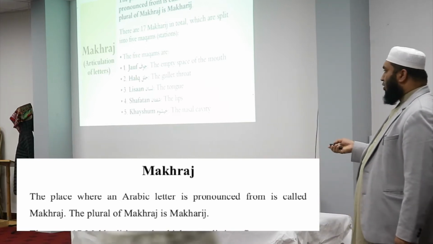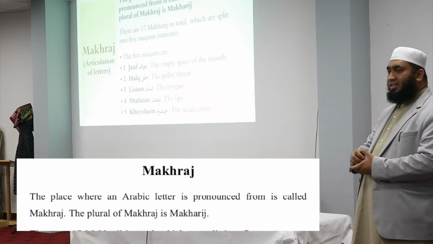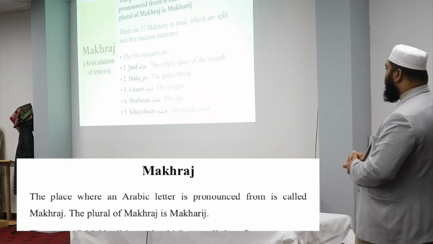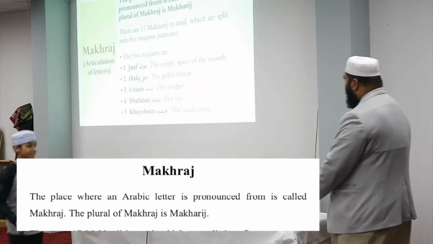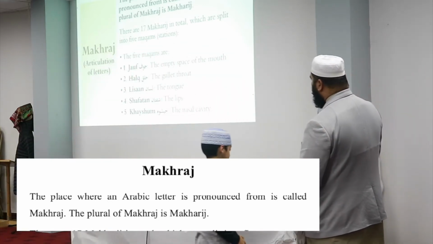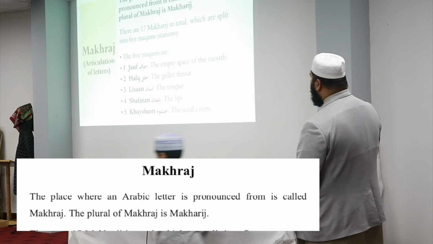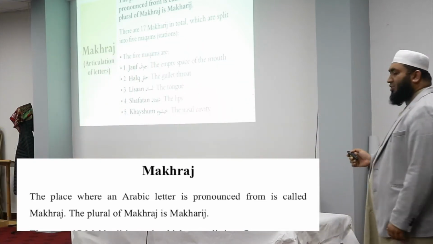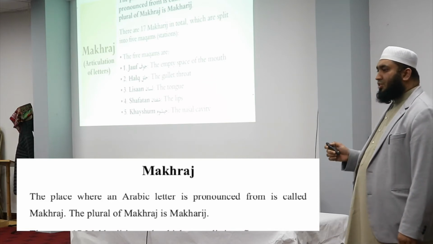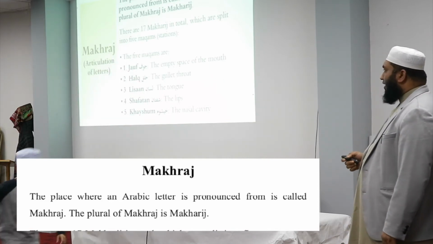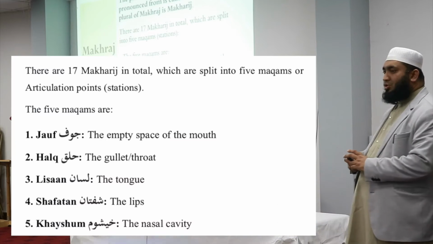In terminology, we call them articulation of letters, where the Arabic letters are pronounced from. So the place where an Arabic letter is pronounced from is called Makhraj. The plural of Makhraj is Makharij. There are 17 Makharij in total.